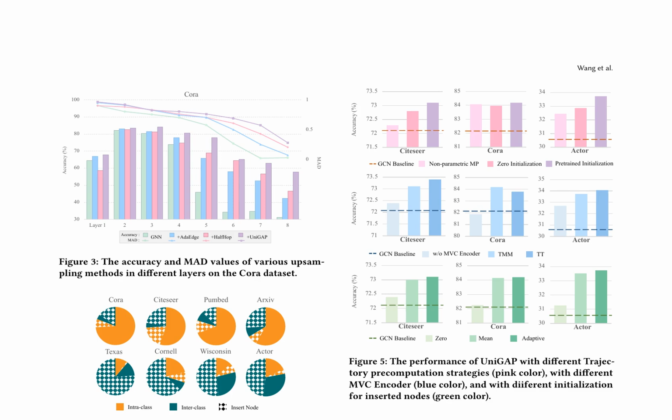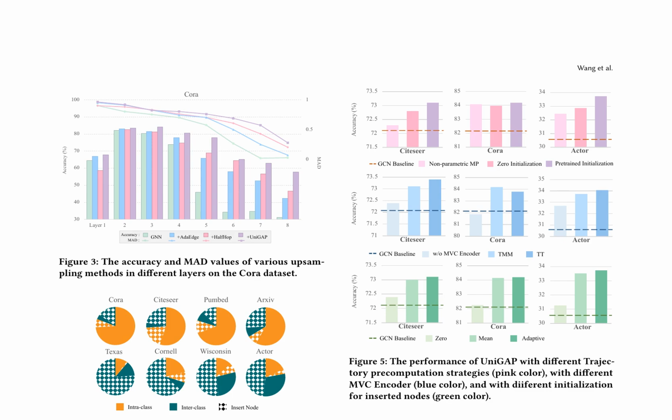The framework's complexity analysis shows that its time and space complexity are comparable to traditional GNN methods, maintaining efficiency. The experimental setup involves evaluating UniGAP on 8 node classification benchmark datasets, comprising 4 homophilic and 4 heterophilic datasets.